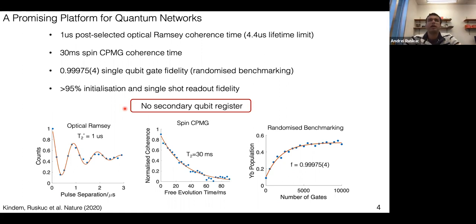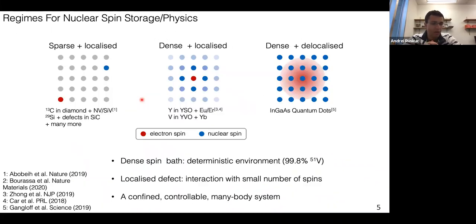However, critical to realizing larger scale quantum networks with multi-node connectivity is the ability to have a secondary qubit register. And this was missing from this set of results. This is actually going to be the focus of my talk today. Such secondary qubit registers in the solid state are typically realized using nuclear spins of the crystal lattice. There are a range of different regimes which have been explored for this application, and I'm going to explain a few of these here.